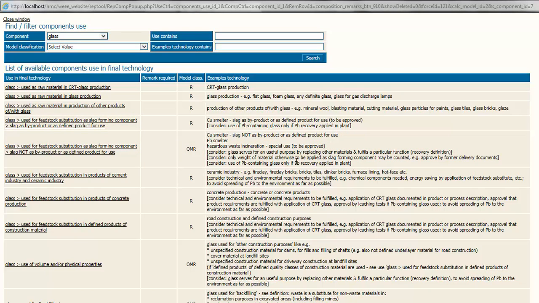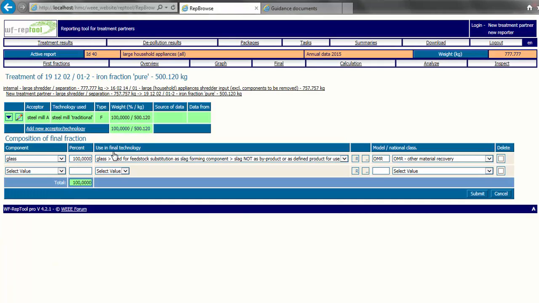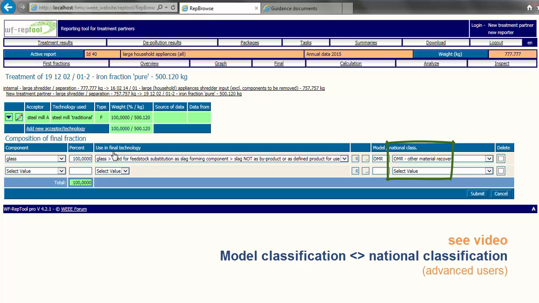You as reporter may only choose a use in a final technology with the given model classification. You may not change the model classification. You may only do a different national classification, but of course you should approve by relevant documents or interpretations given by your national authority. Please see a planned video on the national classification under advanced uses.